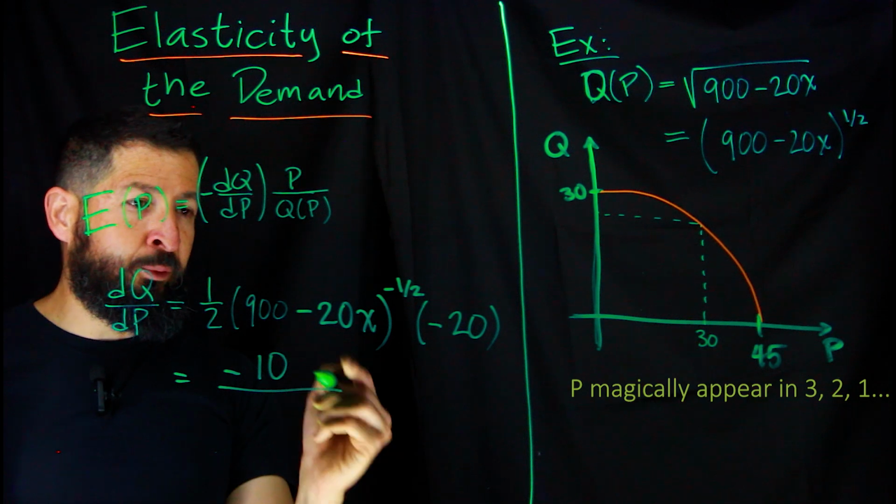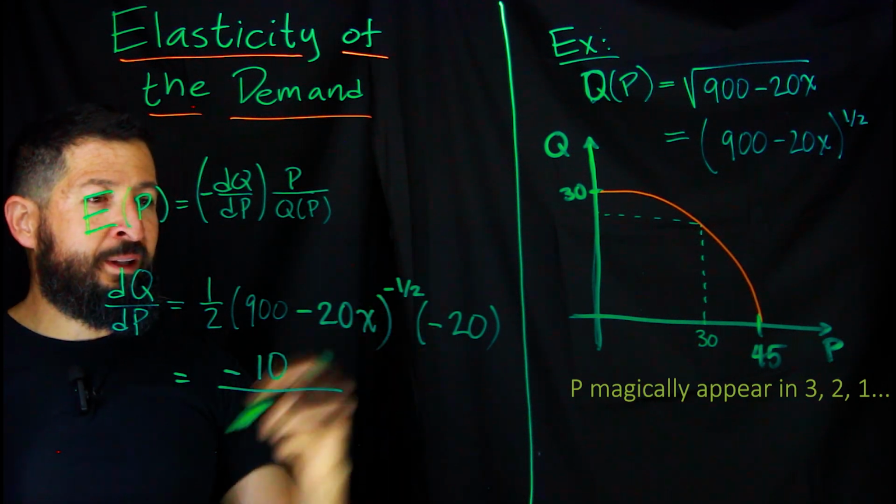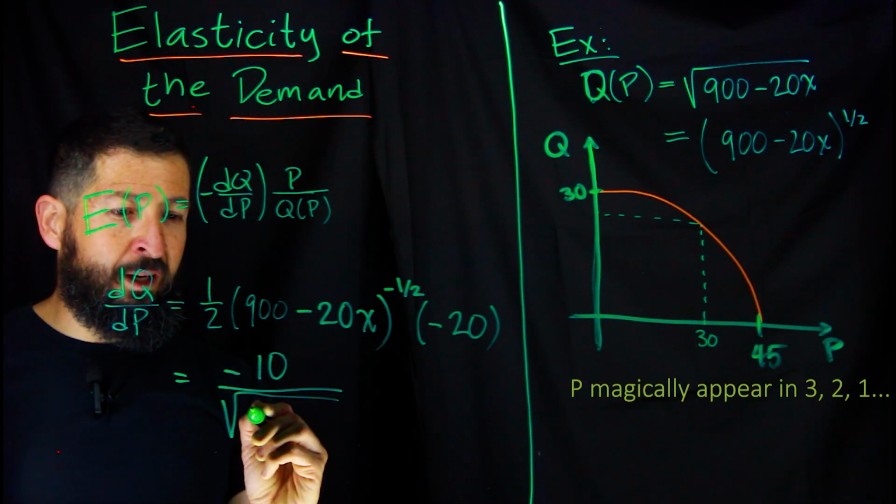And then you're going to have the square root. You can drop it to the bottom. This is square root, but with negative exponent, you can drop it down here.